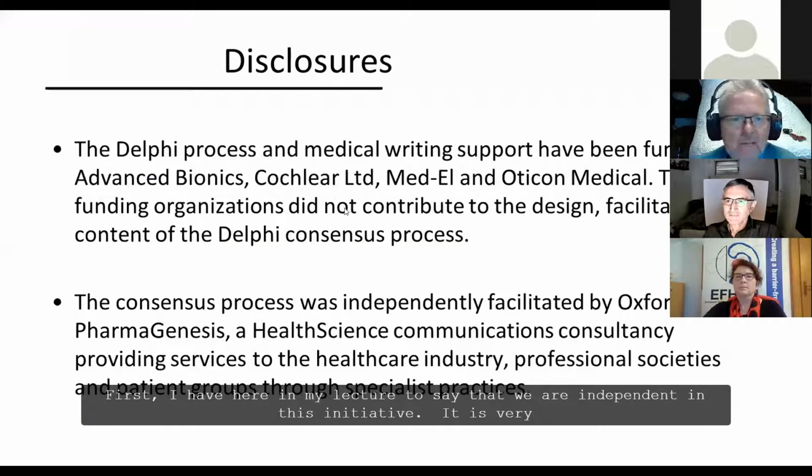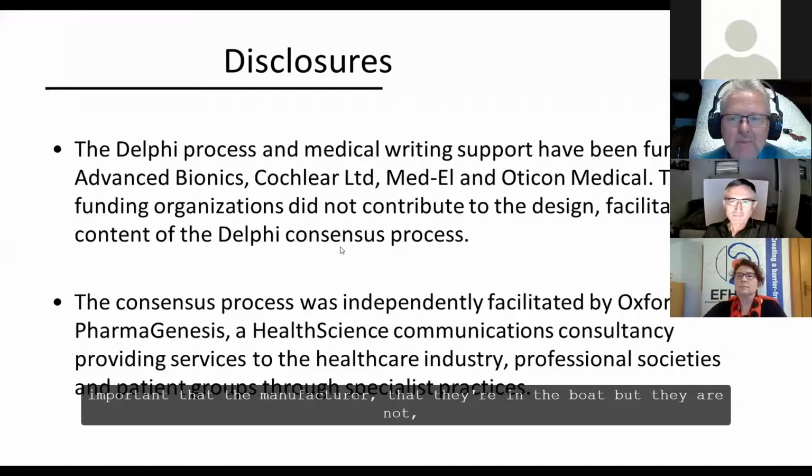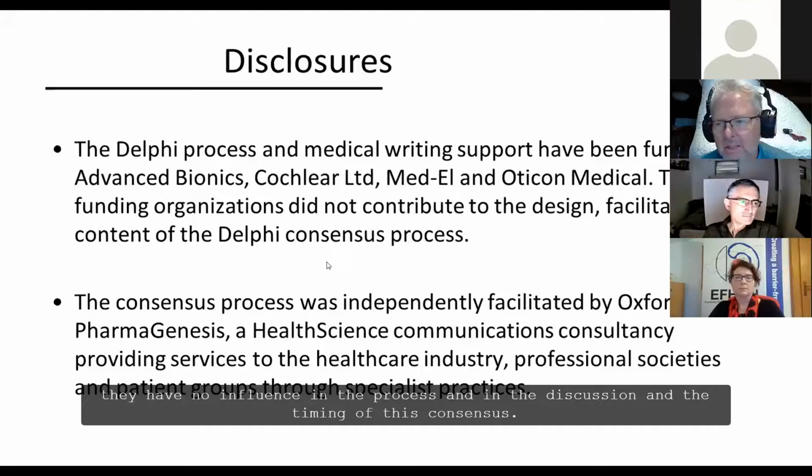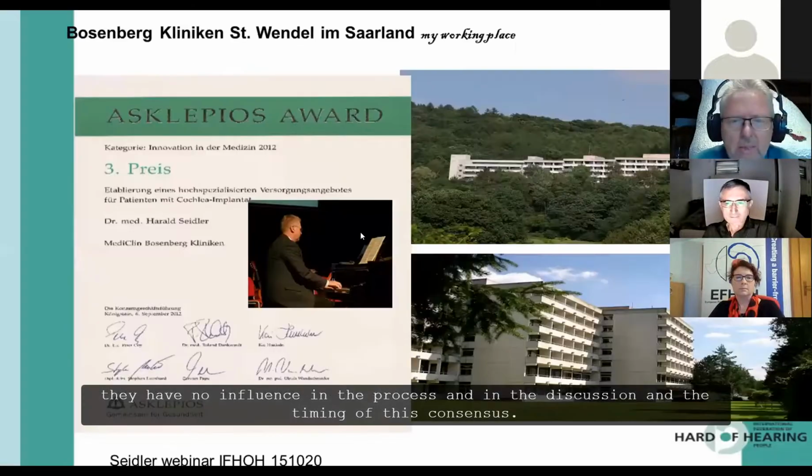First, I have to say in my lecture that we are independent in this initiative. It's very important that the manufacturers are in the boat, but they have no influence in the process and in the discussion and in the finding of this consensus.